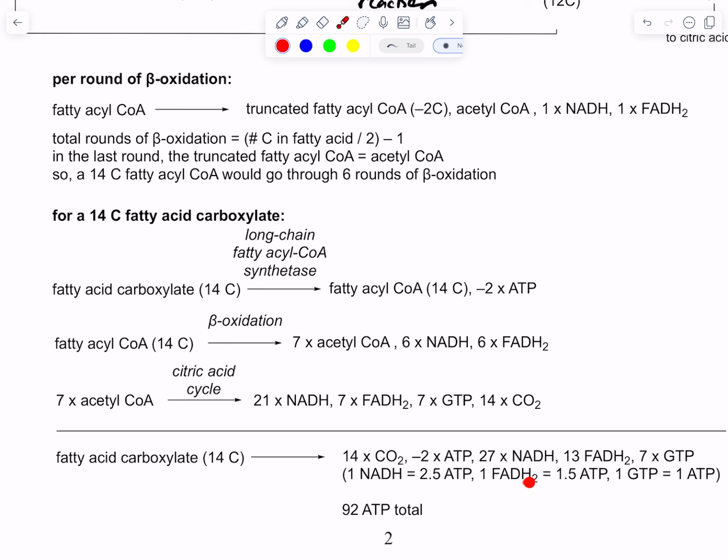With these assumptions about how much each one is worth, you can come up with the number if you do the arithmetic, and you don't have to do that in your head right now, 92. Yeah?